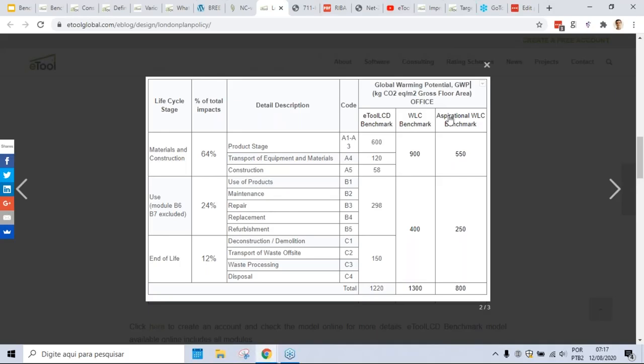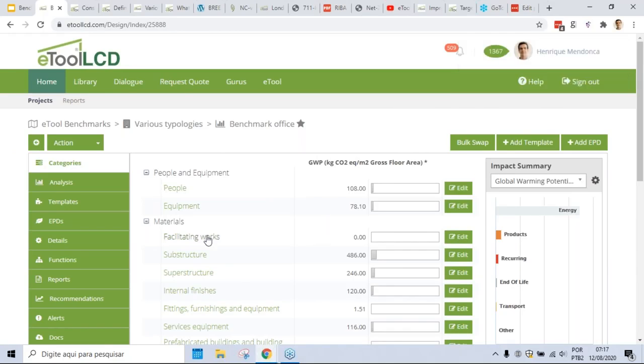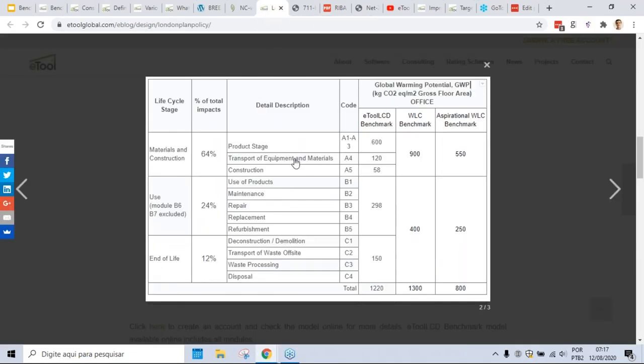So we see here 3 different columns. One is the eTool benchmark that I'll show you throughout the presentation, a benchmark model that is available in the software. Okay. The other column here is the whole life carbon, which is the policy name for this, capturing the whole life carbon emissions from a building. The whole life carbon benchmark is the minimum requirement. So 1,300 kilograms, 1.3 tons of carbon per meter square.